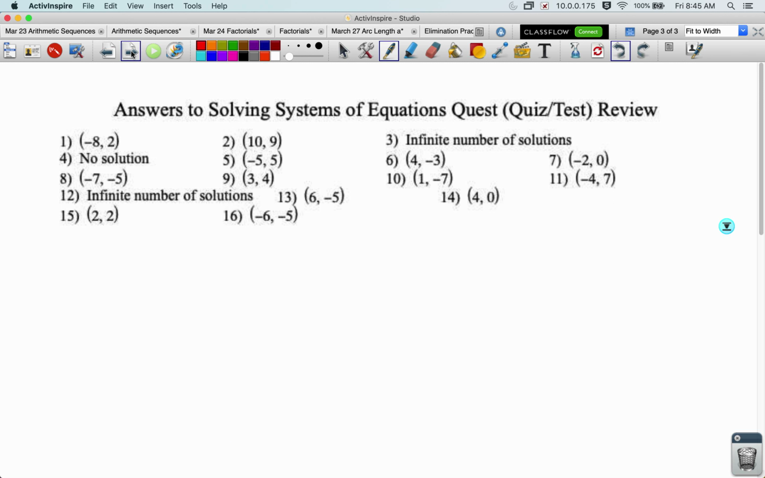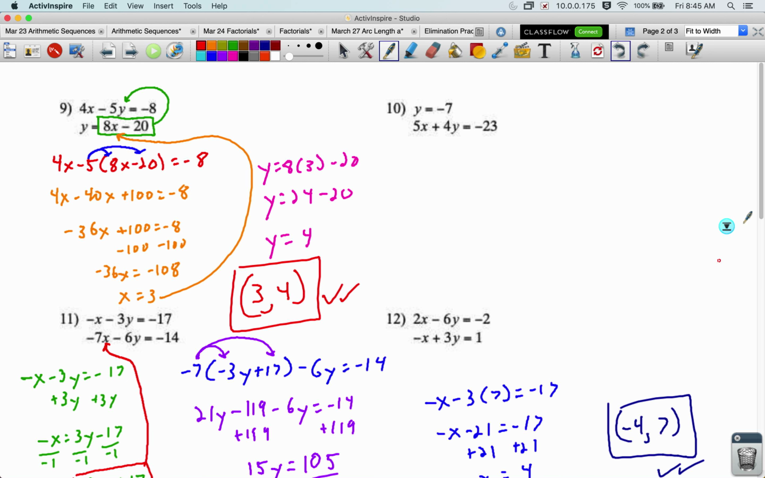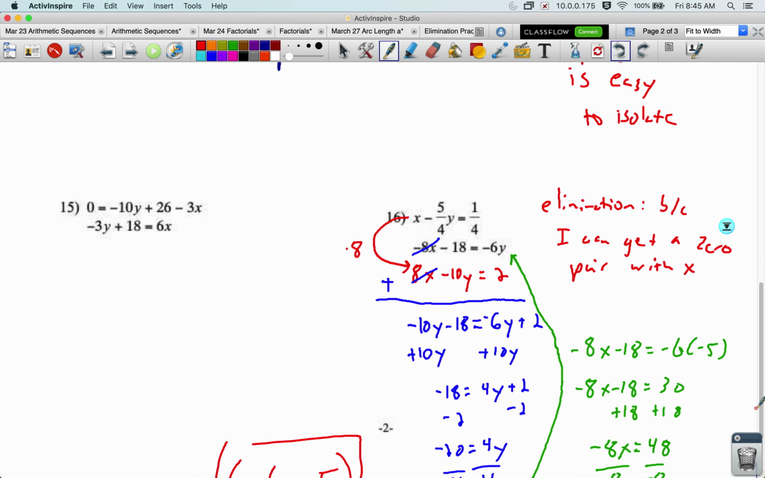Let's see if I got it right. 16, negative 6, negative 5, yeah. All right, well, good luck finishing the rest of this up, and have a good rest of your day.